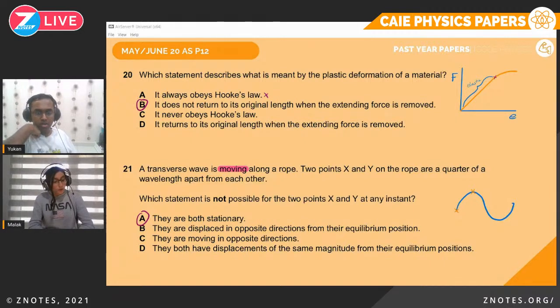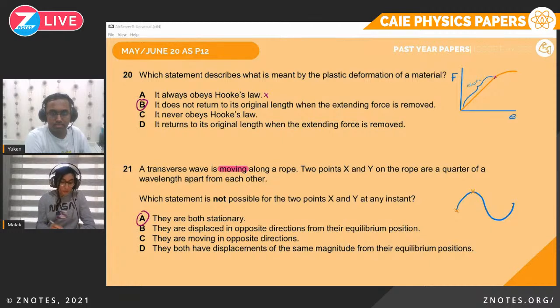Next question. Question 21. A transverse wave is moving along a rope. 2 points, x and y, on the rope are a quarter of a wavelength apart from each other. Which statement is not possible for the 2 points, x and y, at any instant? So one point is that it's moving, so it's a progressive wave.